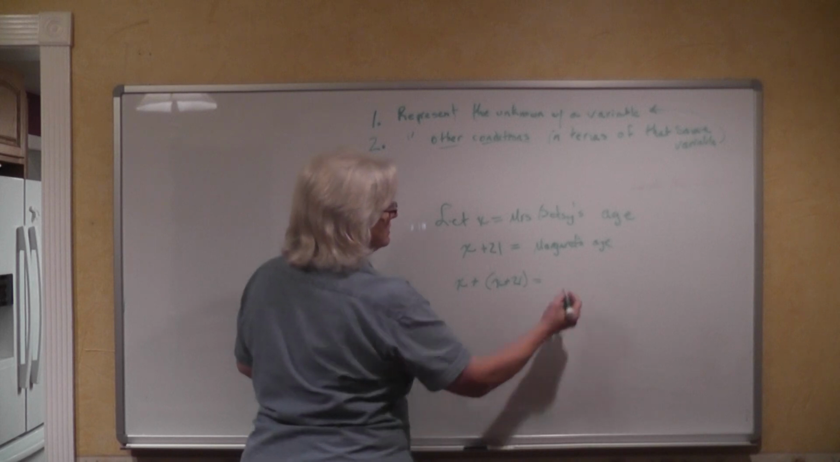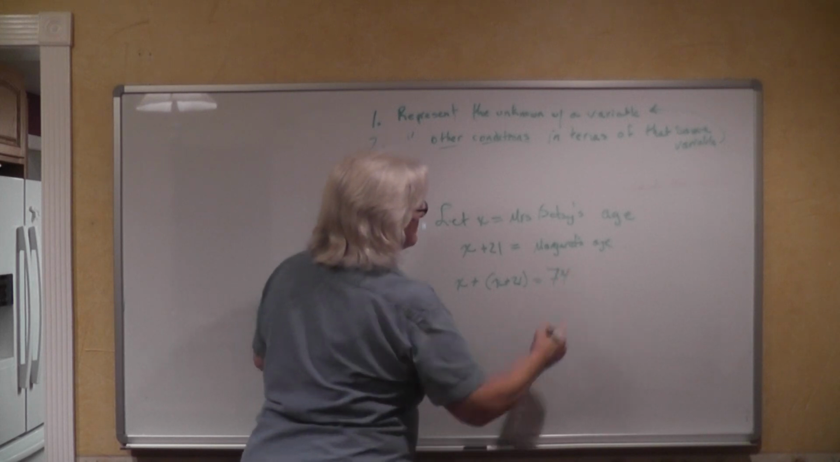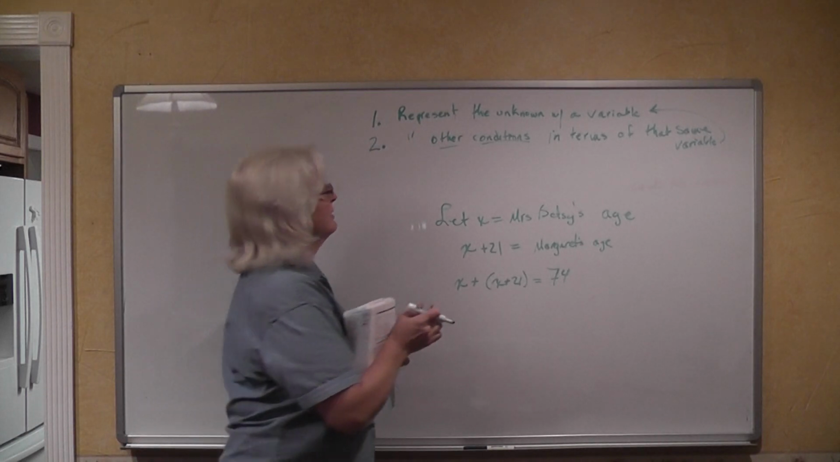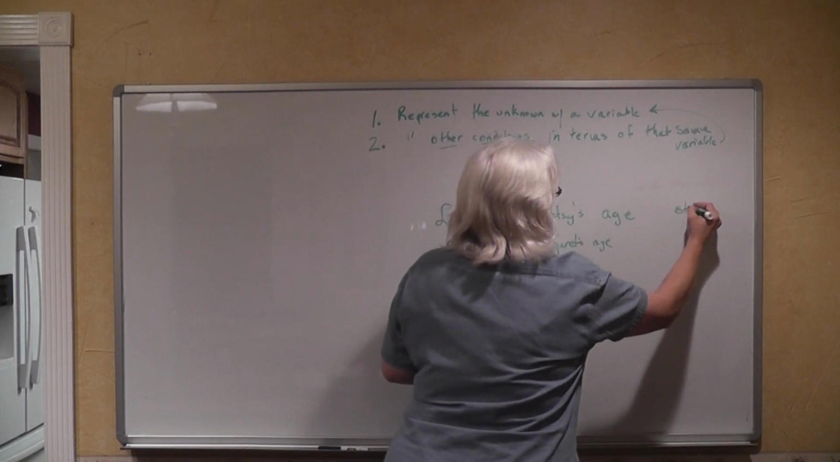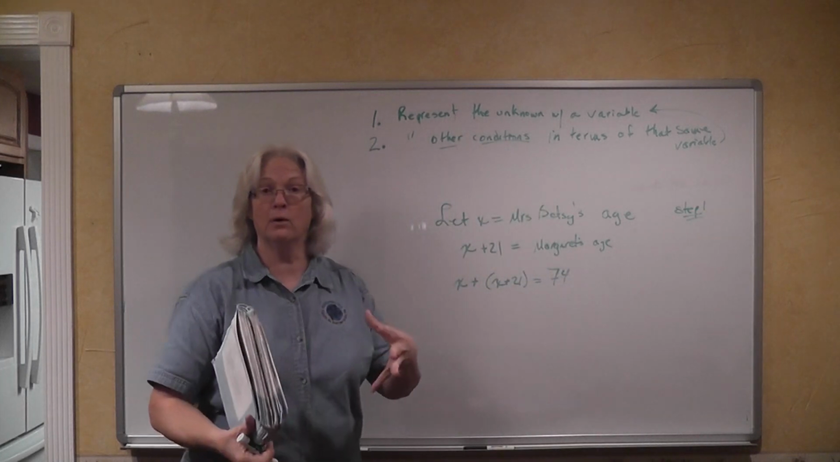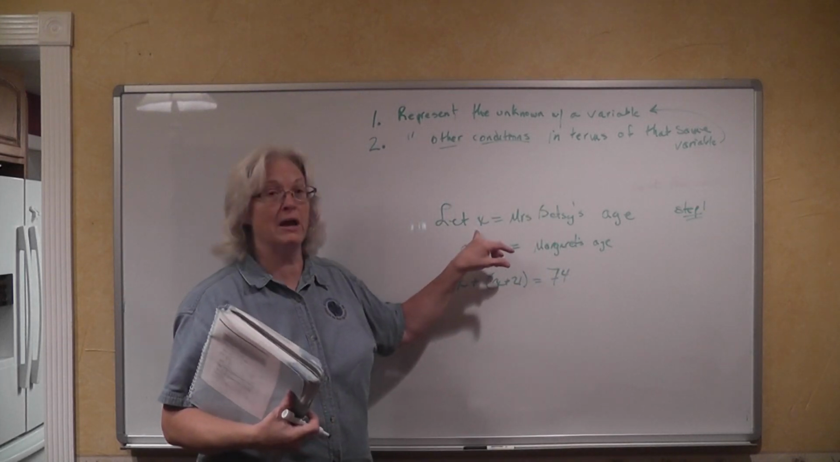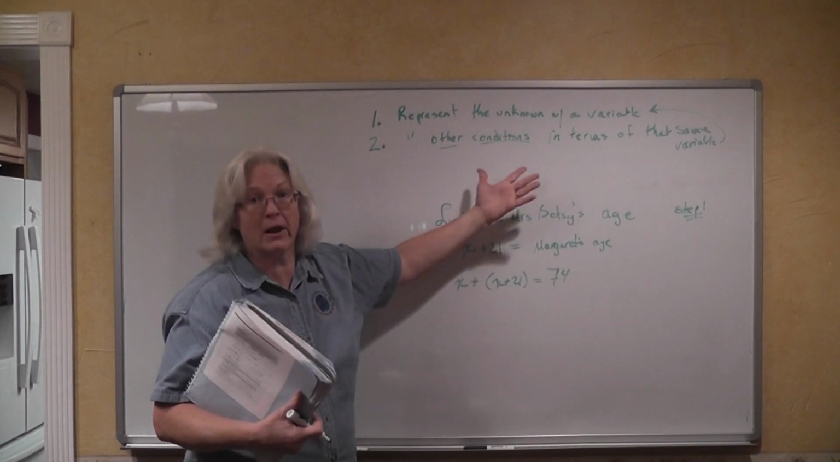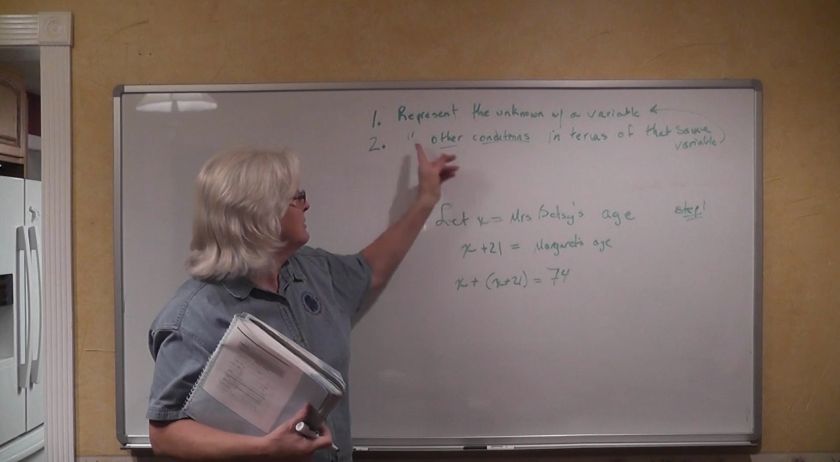is equal to 74. And what I've done here, this is step 1. I have represented the unknown with a variable. We're trying to figure out my age. This is represented with a variable. I could have put a, but I like to use x's and y's.